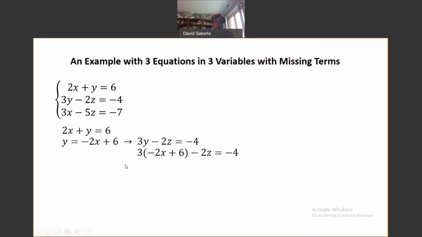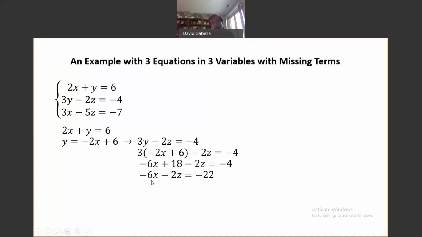I will distribute, giving me negative 6x plus 18 minus 2z equals negative 4. And I'm going to simplify a little bit, by subtracting 18, to get negative 6x minus 2z equals negative 22. And now I'm going to combine that with the third equation. Solve the system of the second and third equations for x and z, which we've already done half a dozen times already in just the past few minutes.